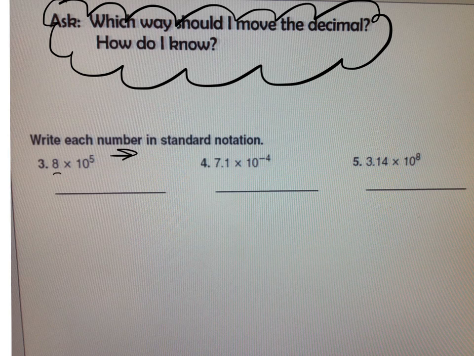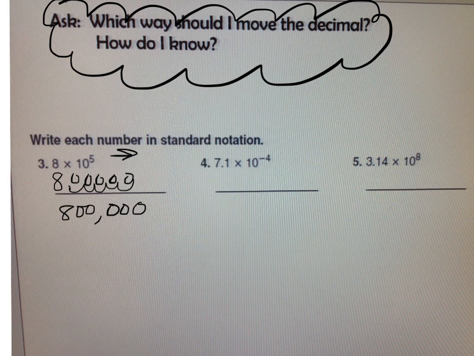So right now we have 8 point, like that. The decimal point's right there. We're going to move it 5 spaces. 1, 2, 3, 4, 5. We're going to fill in some zeros. So the final answer is 800,000.